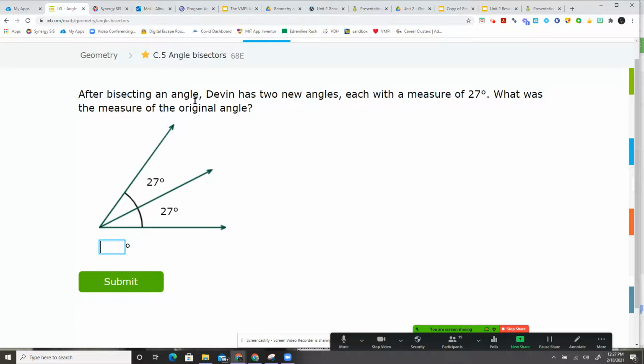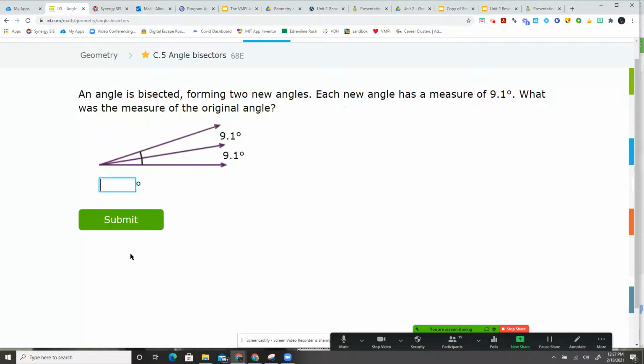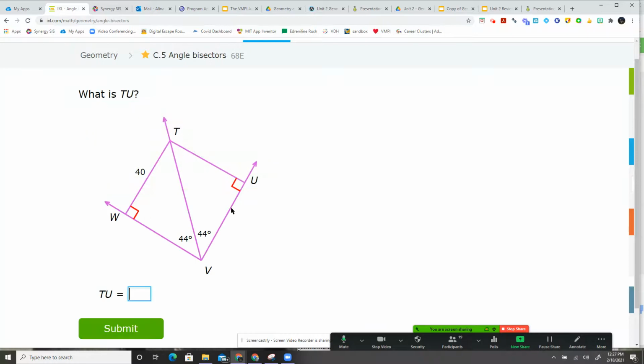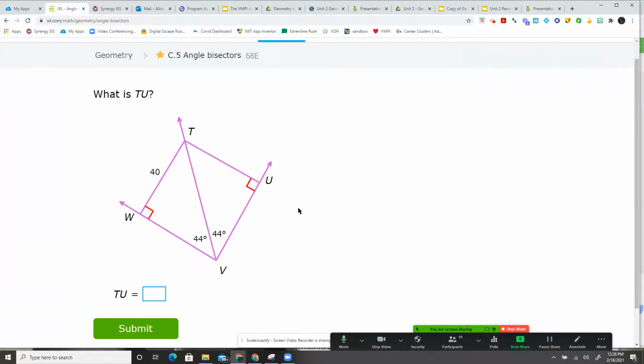After bisecting an angle, Devin has two new angles, 27 and 27. So here the half plus the half equals the total. So mine's going to be 54. Hopefully you're doing yours at the same time. I have a half and a half, so I'm going to add them together to make a total. Here I've got a half and a half, so I'm going to add them together. See how it starts off so easy, and then it gets a little tricky. So hopefully I've given you enough time to get up to about 40.